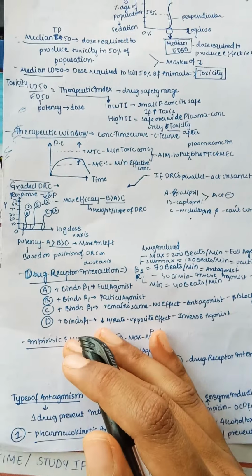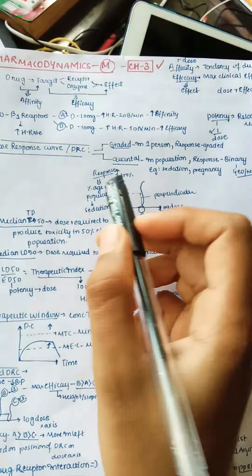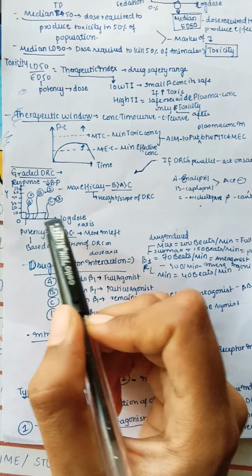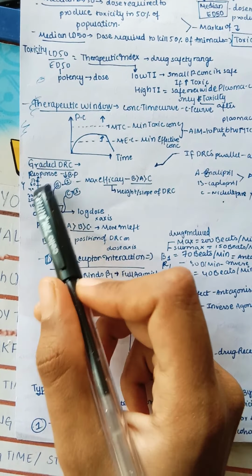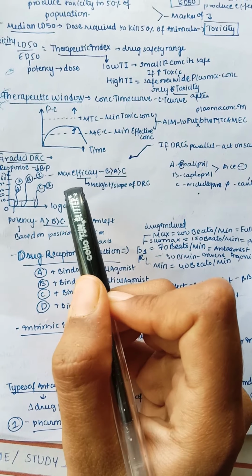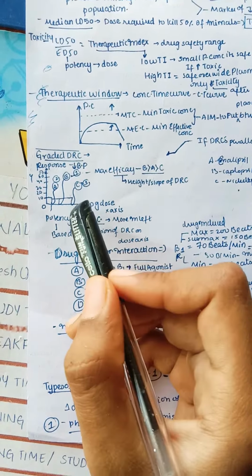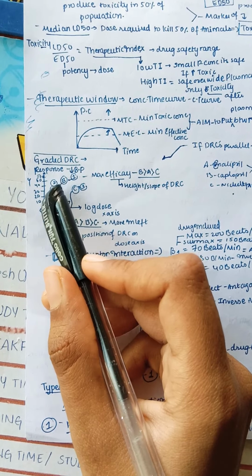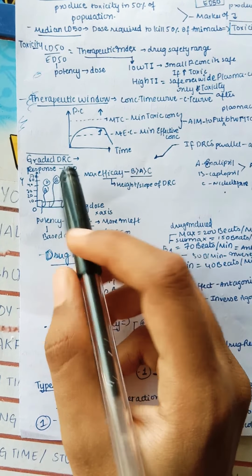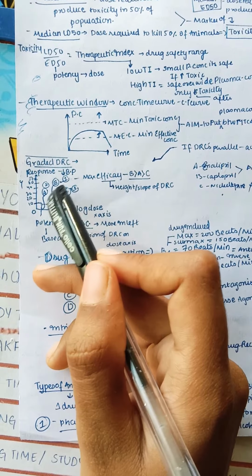Now let us see the graded DRC. As we said, DRCs are of two types, graded and quantal. Now we are discussing graded DRC in detail. If you draw a graph like this, this is the log dose on the x-axis, and on the y-axis we have response. We need to understand that in the graph we have points A, B, C. Among these, the one with maximum efficacy is B, because whenever the curve is higher, at the top, that one will have the maximum efficacy.